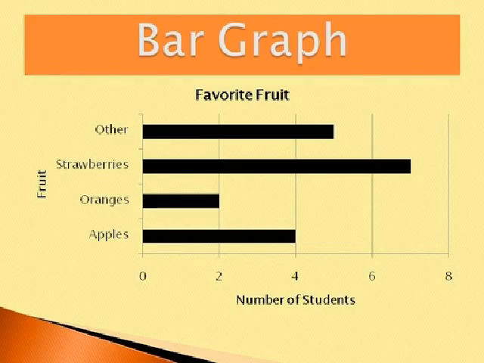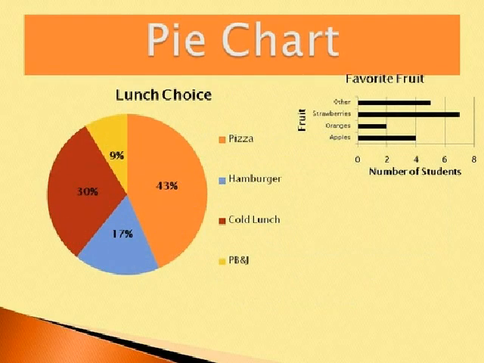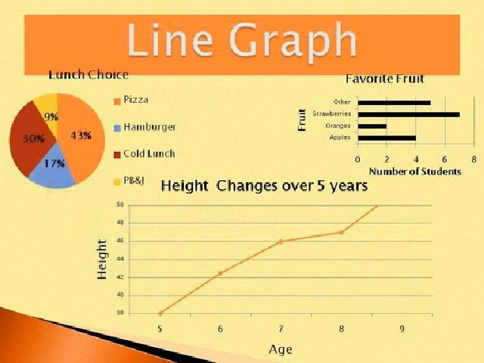For example, this is a bar graph. This is a pie chart, except we're not going to eat this pie. This one is a line graph. The line shows us how the data changes over time.